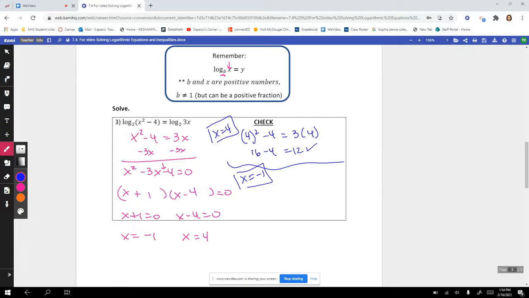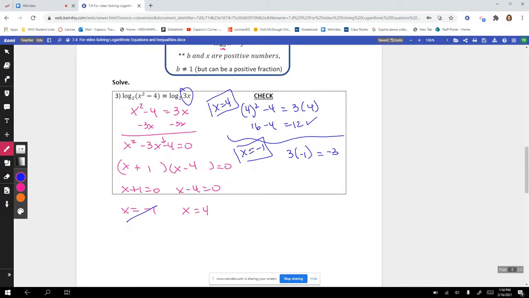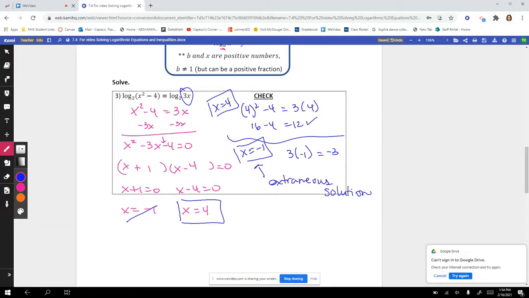Now the thing I notice already with this 3x, I have 3 times -1, which would give me a negative number. And remember that argument has to be positive. So that value is not going to work. So our final answer for this problem is x is equal to 4. This x is equal to -1 is an extraneous solution, right? It worked in the problem. It's not that we solved it incorrectly or we made a mistake, but when we substitute it back in, it does not satisfy the original equation.